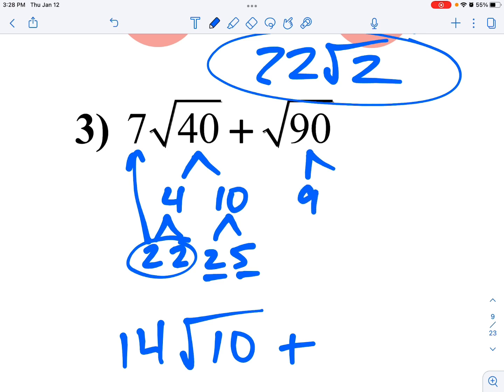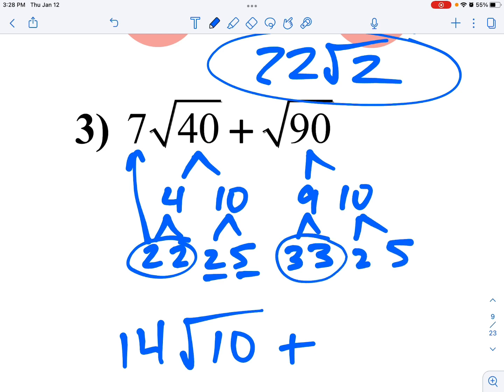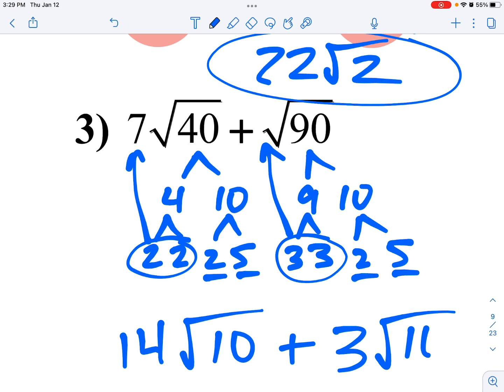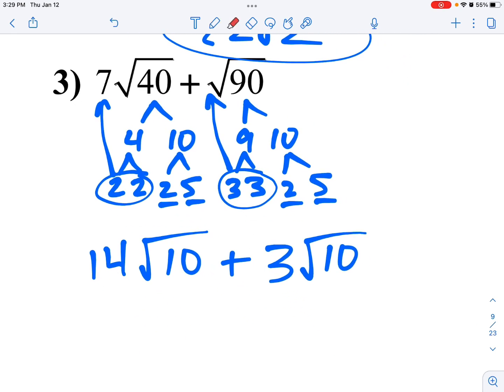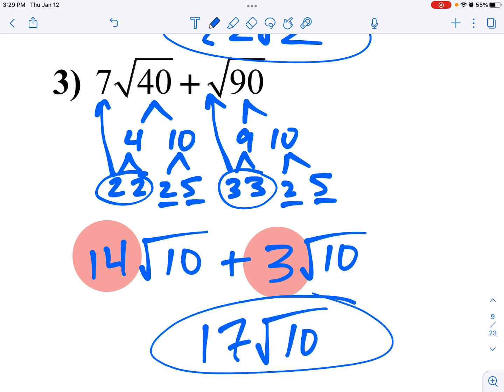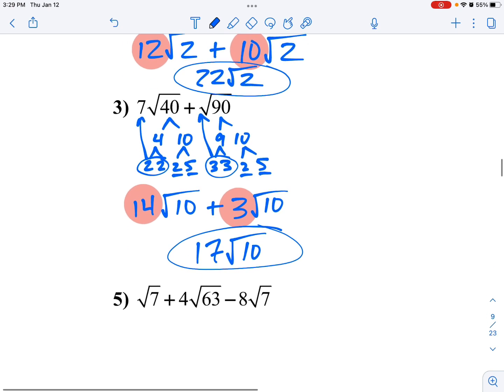90 is 9 and 10. 9 is 3 and 3, and 10 is 2 and 5. Found a group of 3. That gets to break out of jail, and there's no number here already, so it doesn't have to multiply anything, so the 3 just stays out. And this 2 and this 5 that didn't get circled have to stay in as 10. And now again, hey look, they're like terms. 14 plus 3 makes 17. Radical 10. Cool. Let's try another one, number 5.